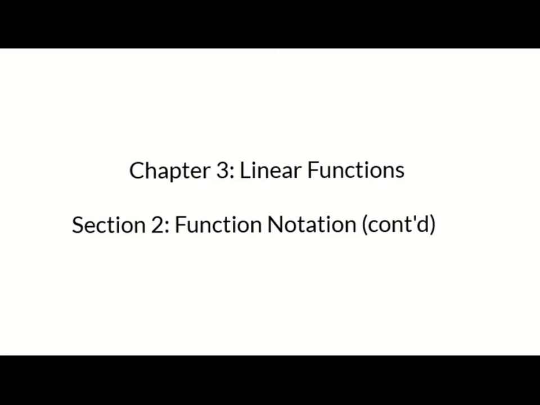Today we're going to continue our discussion of Section 2 of Chapter 3, Function Notation. We're going to focus on figuring out the rule. So we're going to have our inputs and outputs, and we have to figure out how they got these outputs with that given input. We're going to kind of work backwards from what we were doing last week. So let's take a look at some of the examples.